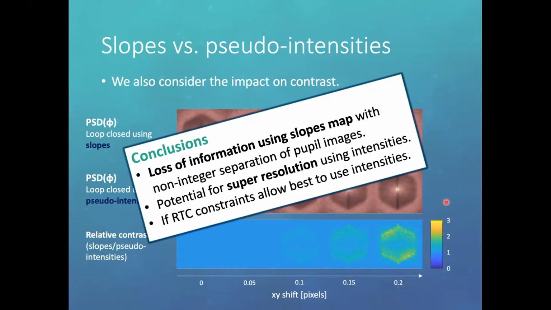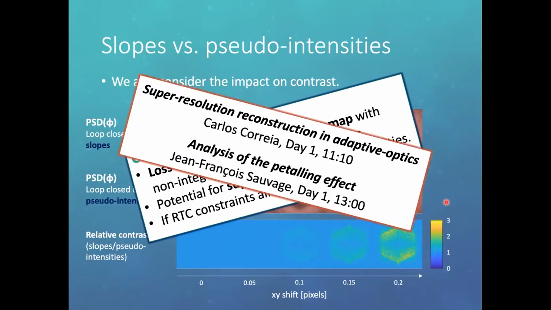And so in our case, the RTC constraints allow us to use the intensities, so that is now going to be our baseline. And obviously Carlos already gave his talk, but Jean-François also discussed this effect as well.